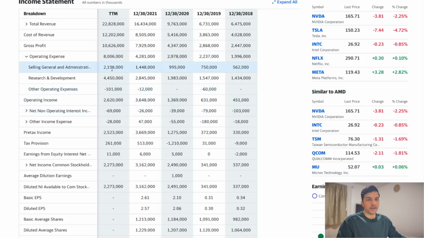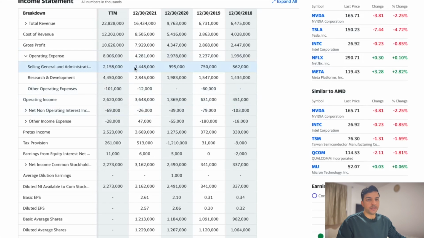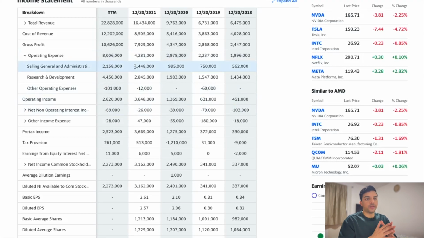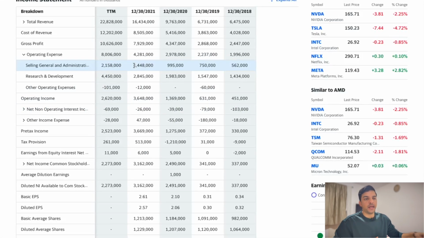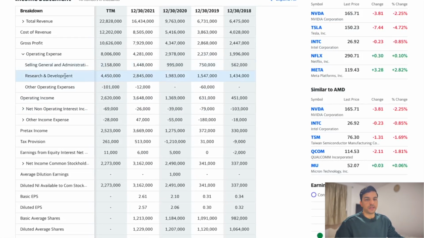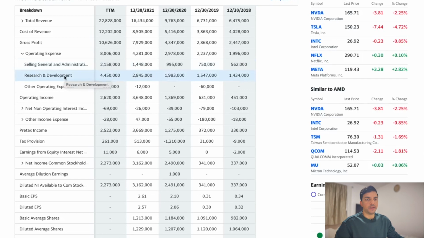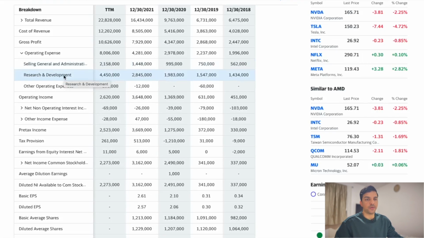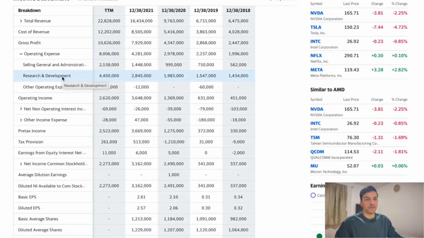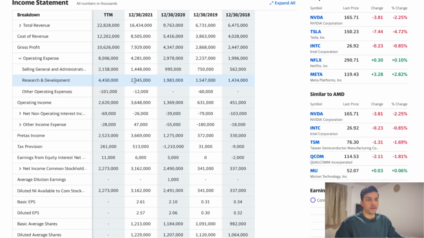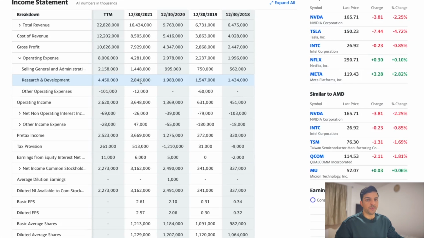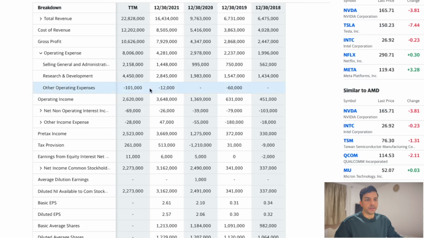So this column of the operating expenses is related to all the amounts they spend for selling the product to the customers. The second one is research and development. As a company, AMD has to spend a lot on research and development to improve its product year over year. They have spent around $2.84 billion in 2021. The other expenses the company has spent are around $12 million.